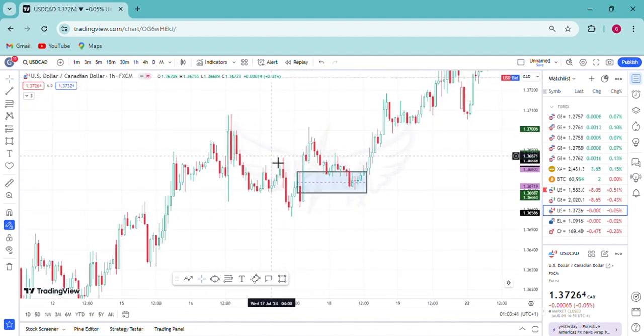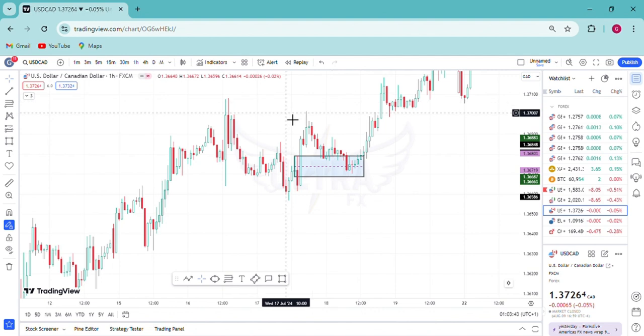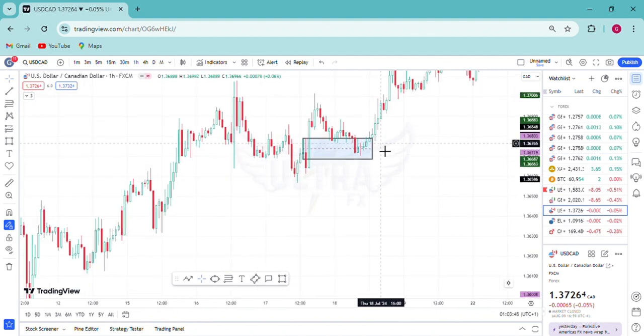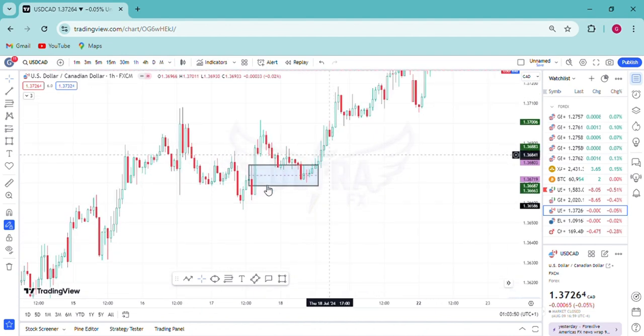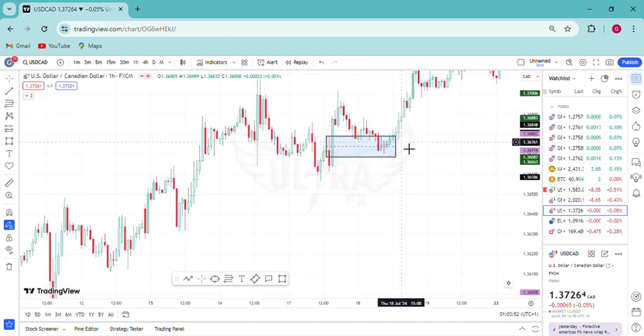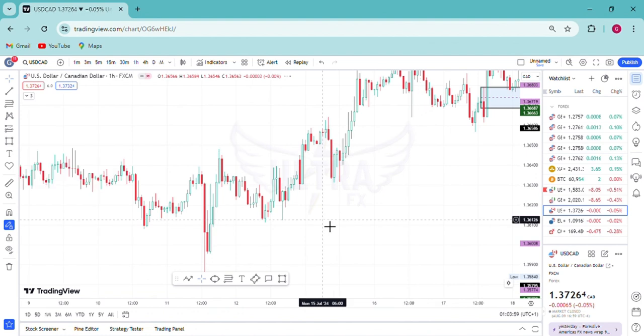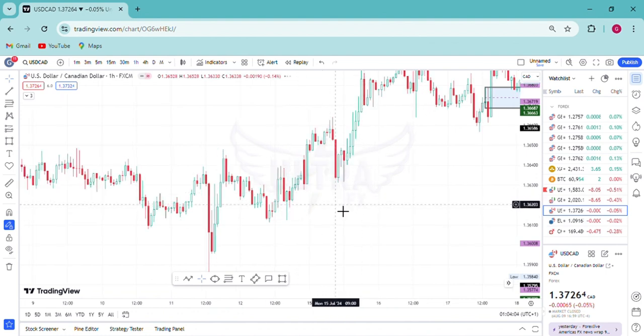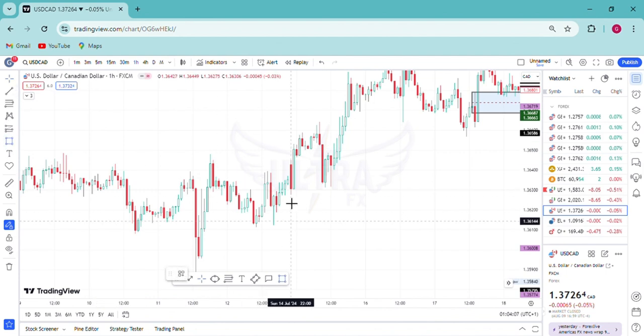Now bear in mind that other blocks are not being mitigated, they are just tapped into. Other blocks, people use that word a lot, well, I also use it too. But these are where we can see mitigation blocks, and price has to come and mitigate them.